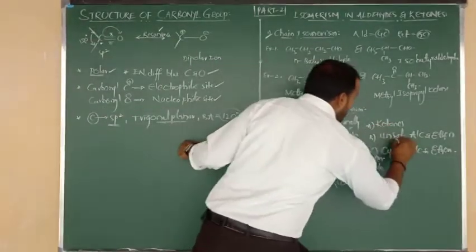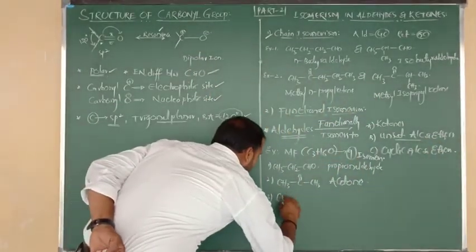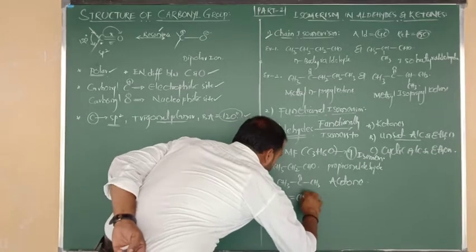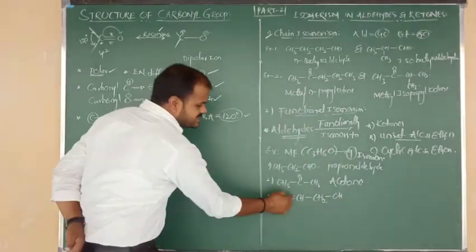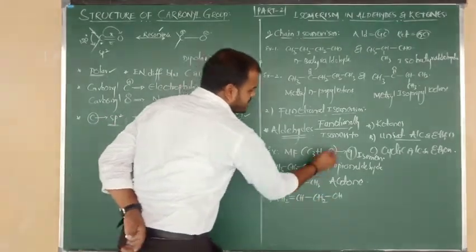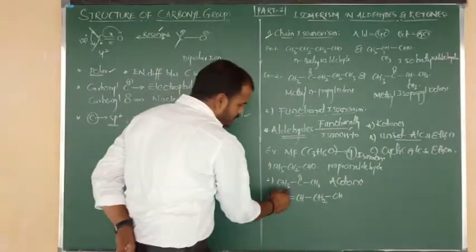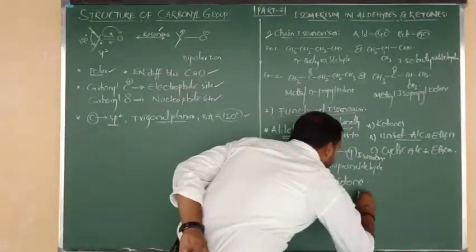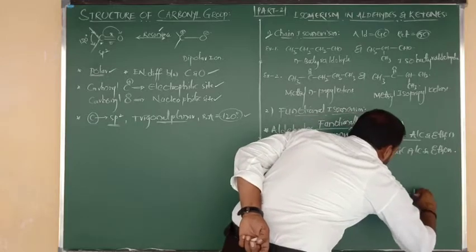Next, functionally isomer with what? Unsaturated alcohol, 3 carbon unsaturated. CH2 double bond CH, again bonded to CH2, CH2 bonded to OH. Unsaturated alcohol, 3 carbon, same molecular formula. What is the name of this compound? Prop-2-yn-1-ol.